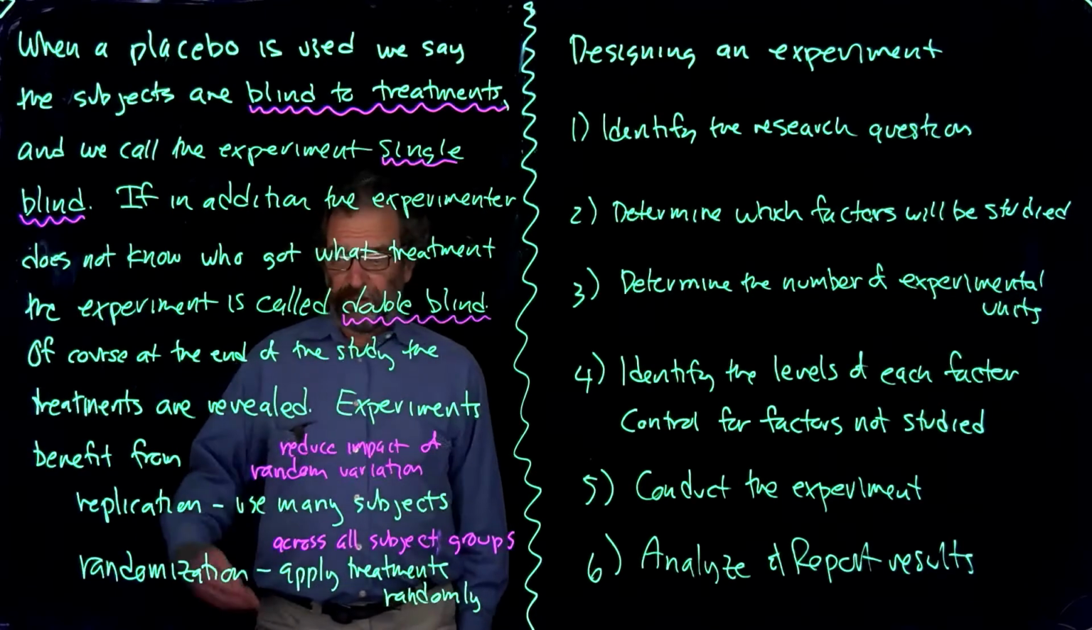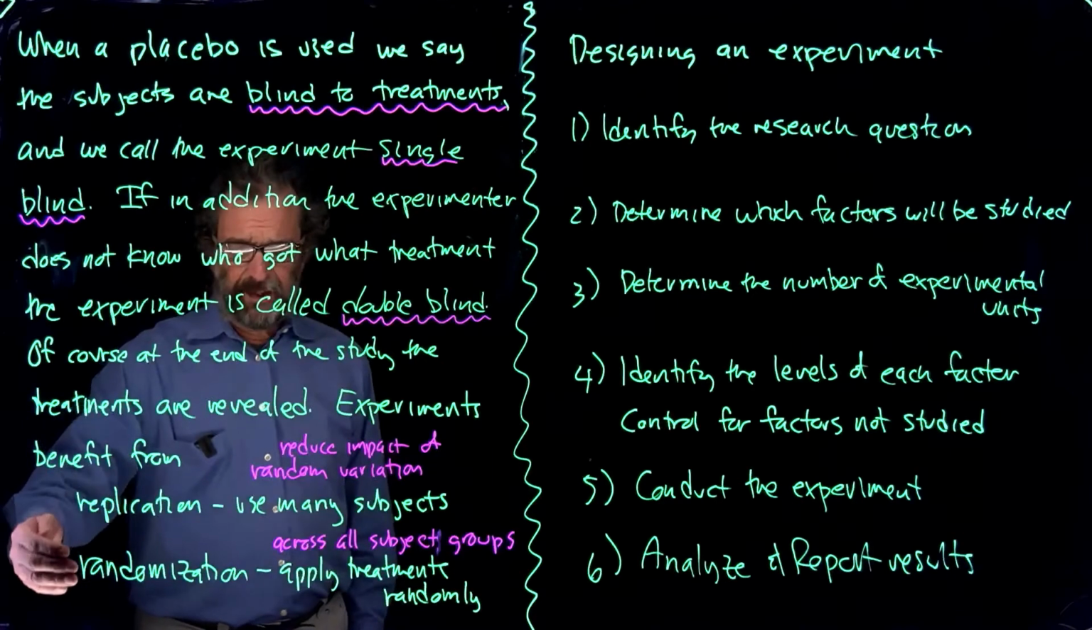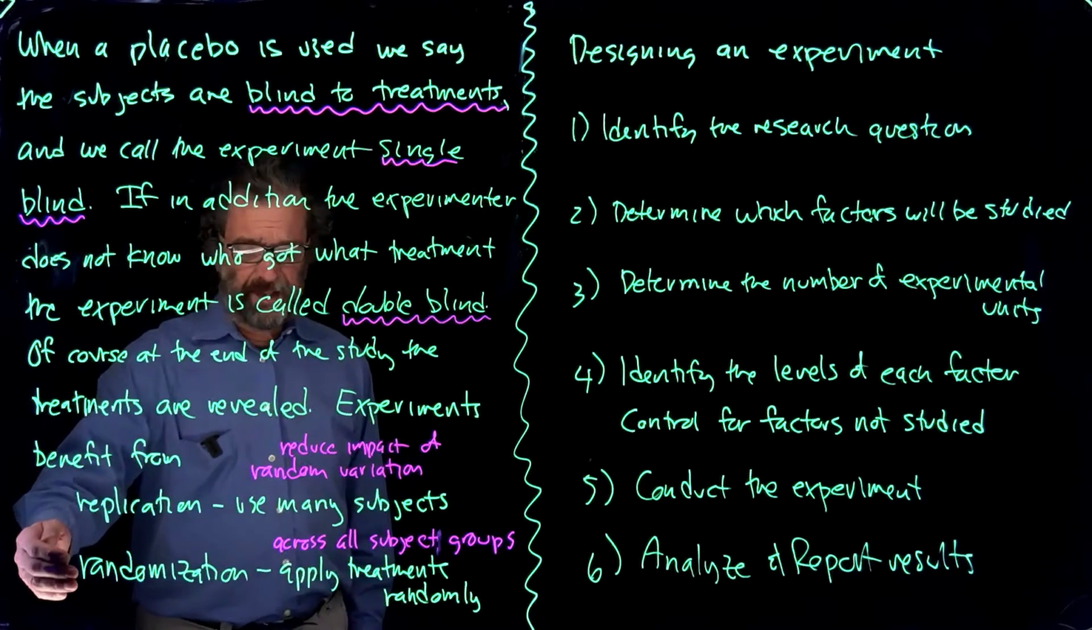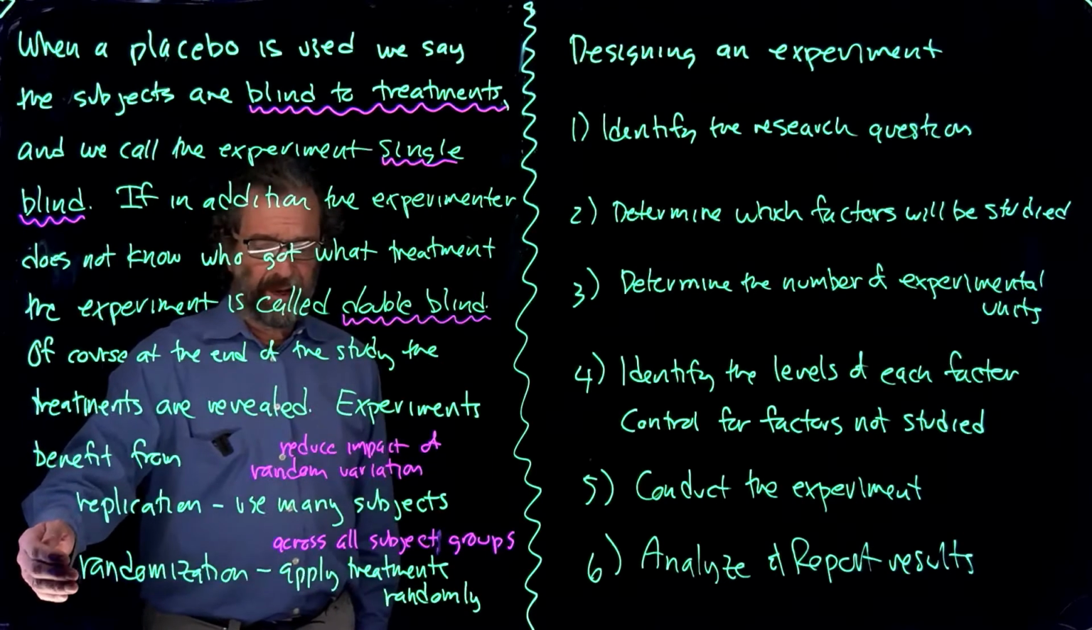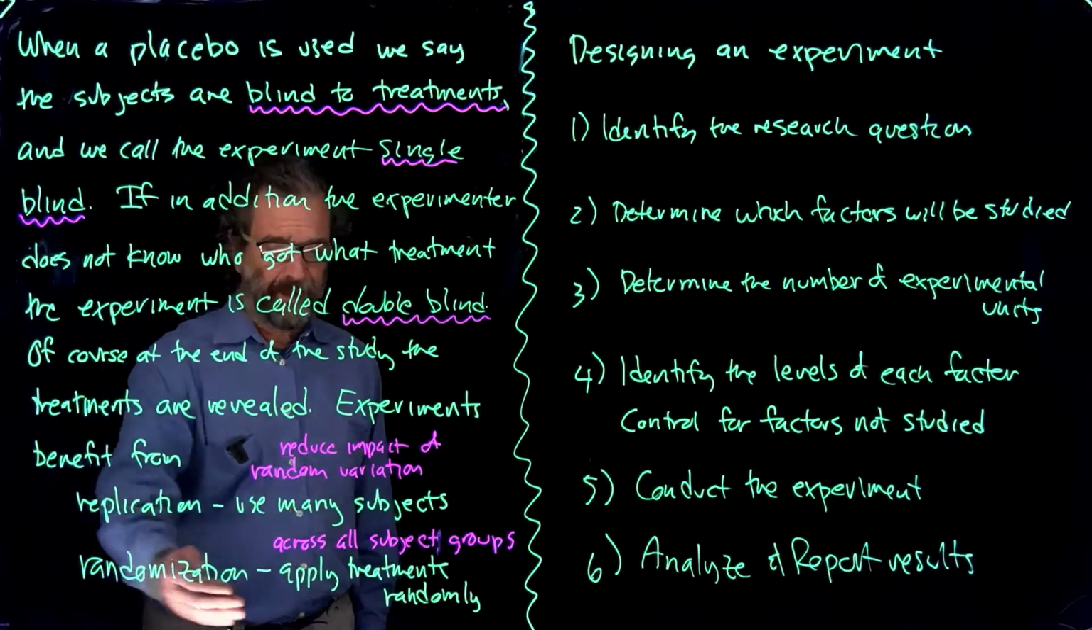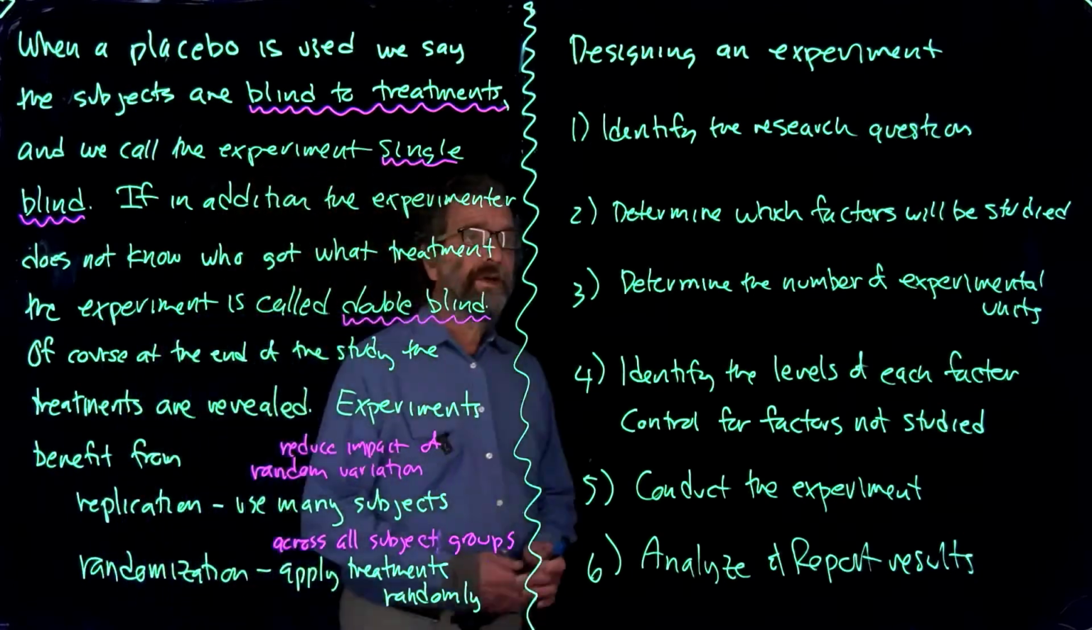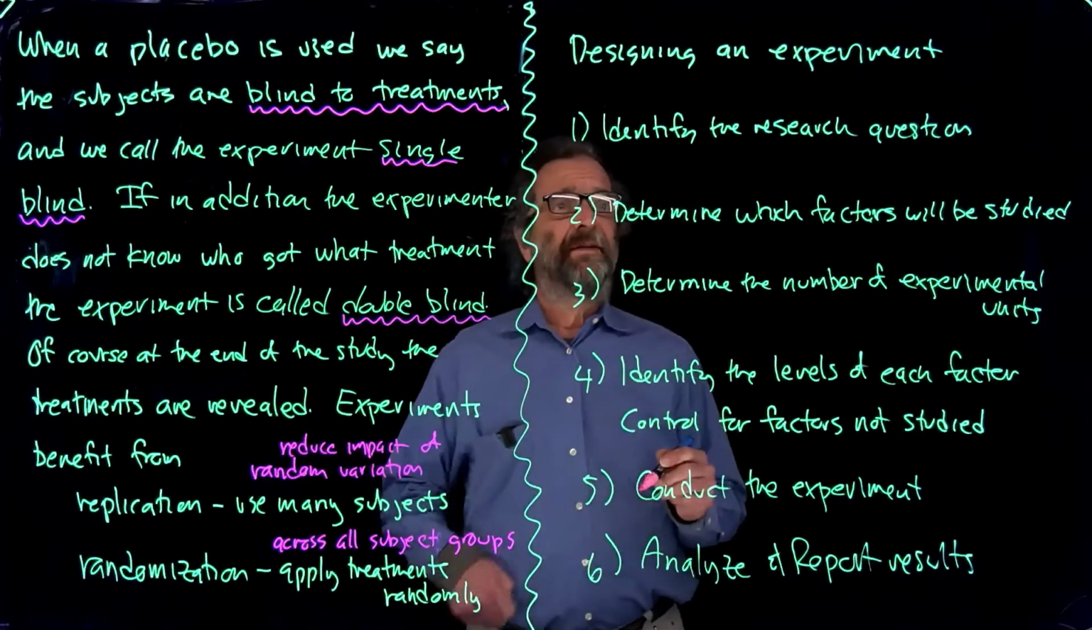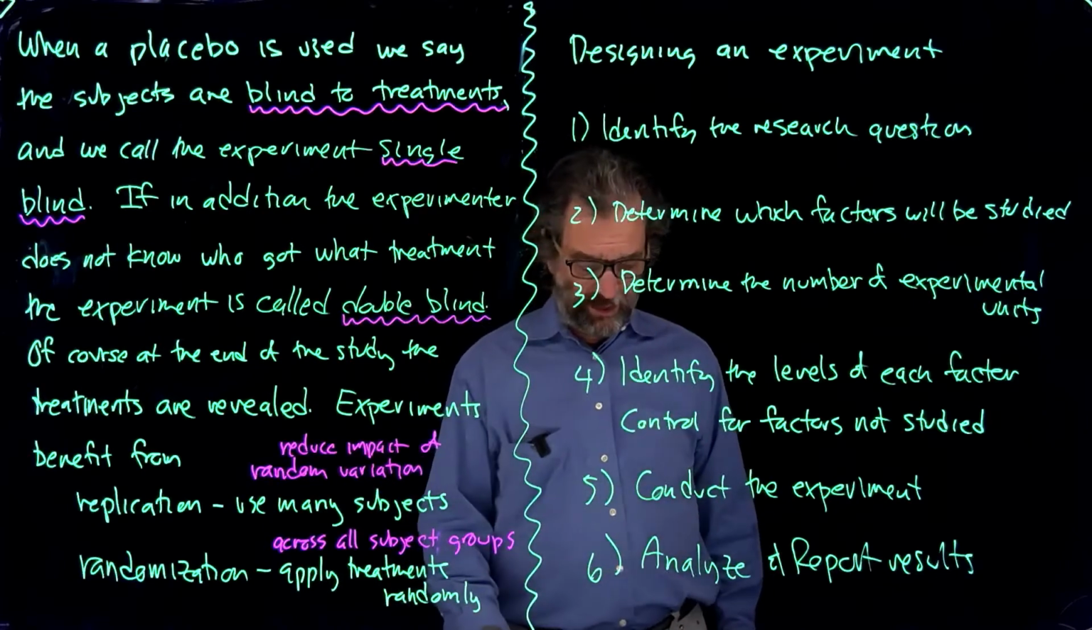So two things you would want to do are use replication and then randomly assign treatments, once you've tried to control for other explanatory variables by breaking them into groups. So here are the steps in designing an experiment. It looks like designing a survey, pretty much.